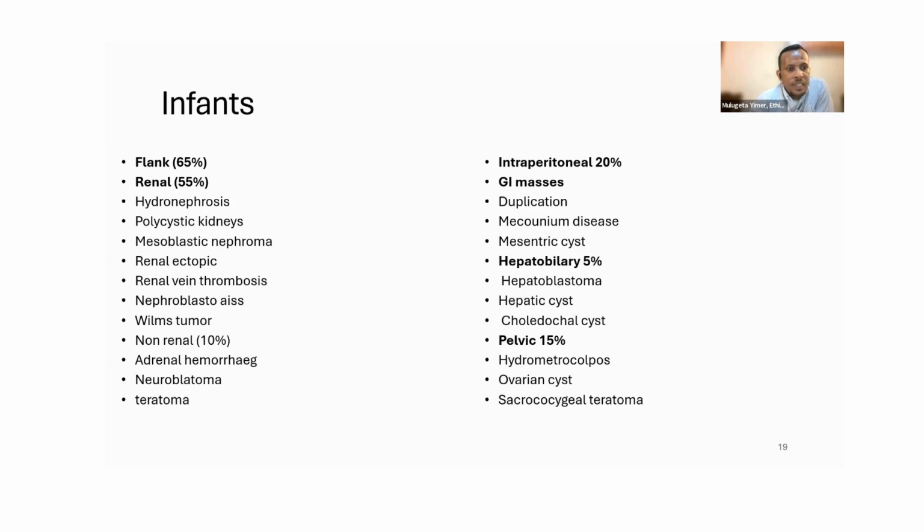and they are mostly benign. It could be intraperitoneal conditions, and this could be from either duplication cysts or disease related to meconium or mesenteric cyst, or it could be related to hepatobiliary conditions like hepatoblastoma, hepatitis. The rest arise from the pelvis, and then it could be hydrometrocolpos or ovarian cyst or teratomas.